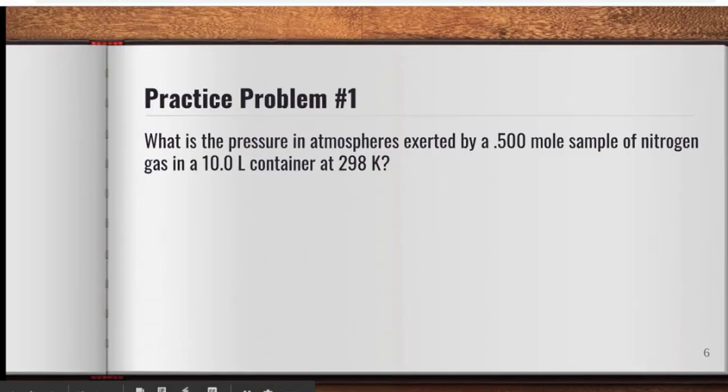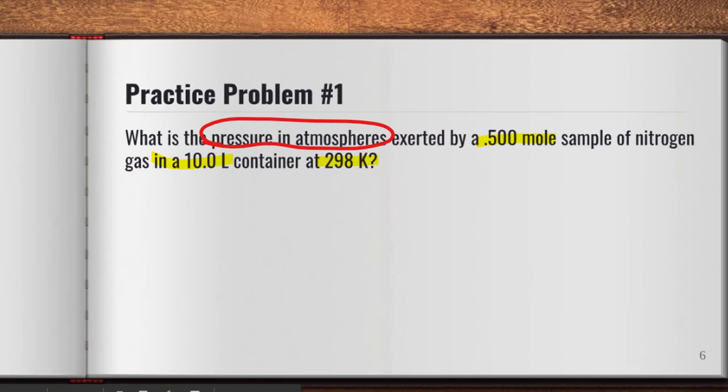So let's take a look at an example of a practice problem. What is the pressure in atmospheres exerted by a 0.500 mole sample of nitrogen gas in a 10-liter container at 298 Kelvin? So let's take a look at the information that's given to us. We're given the amount of moles, we're given liters, and we're given temperature. And what the question is asking for is pressure in atmospheres. So for this, we're going to use the equation PV equals nRT.